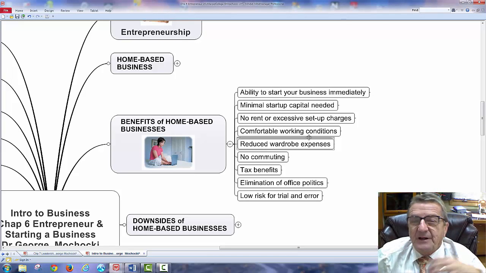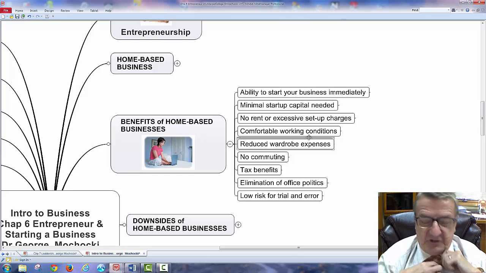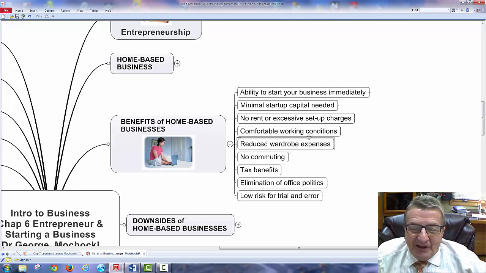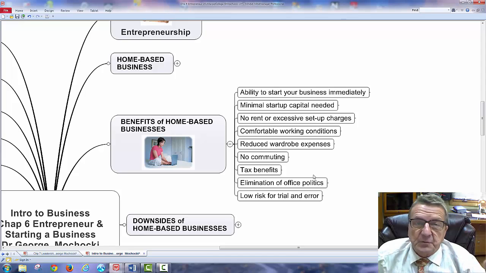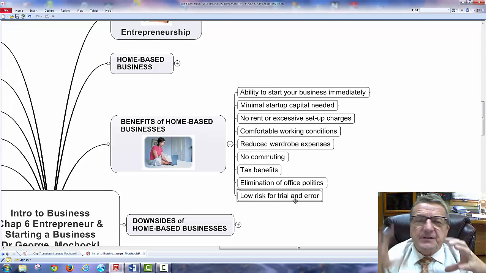I'm dressed here, I can have raggedy pants at the bottom, as long as I look real good up on top. Just kidding. Tax benefits, I could write off a certain percentage of my tax. Low risk and trial and error. Depends on your business. But you have to understand the rules and regulations.